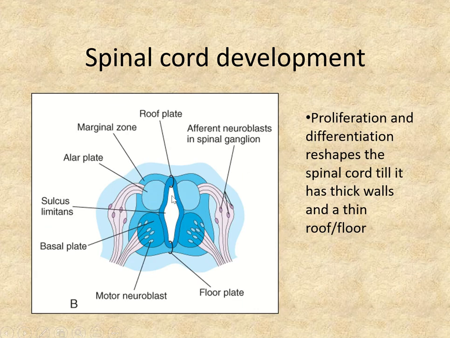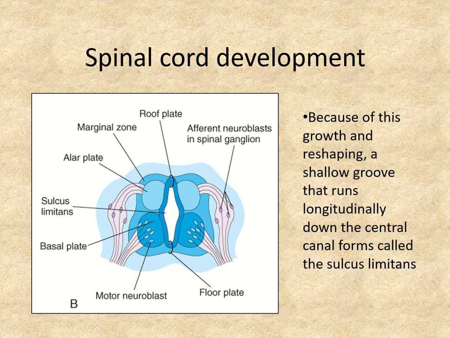All right, and so this proliferation of these neuroblasts are going to aggregate in certain areas, and it's going to cause this neural tube to reshape itself and have a thin roof and floor and thicker sides. That's how we get the spinal cord looking the way that it does in the adult.